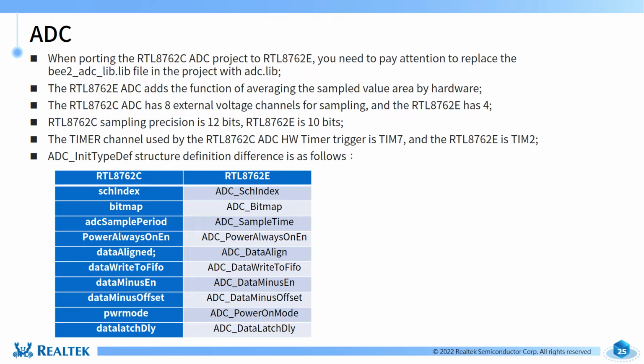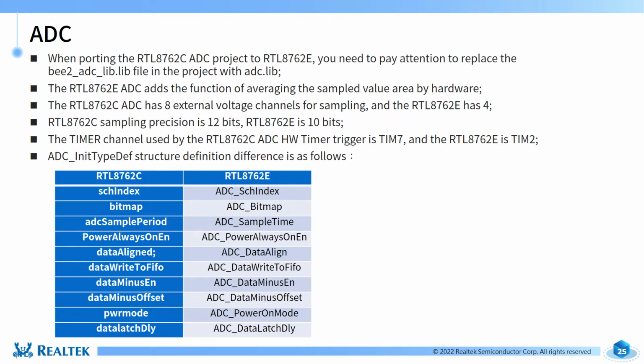3. The RTL8762C ADC has 8 channels for sampling external voltages. 4. The RTL8762C sampling accuracy is 12 bits, and the RTL8762E is 10 bits. 5. The timer channel used by the hardware timer trigger of the ADC of the RTL8762C is timer 7, and the RTL8762E is timer 2.